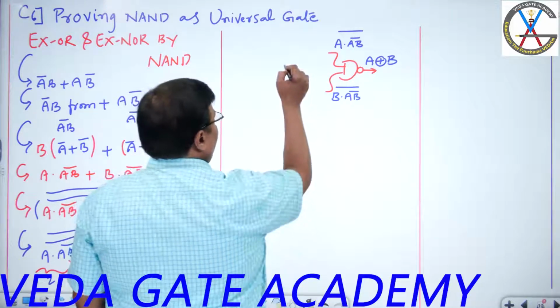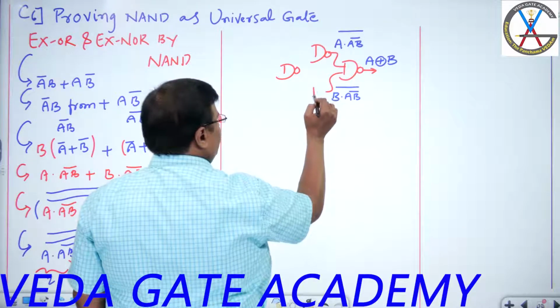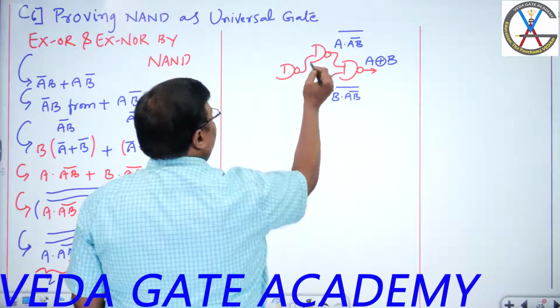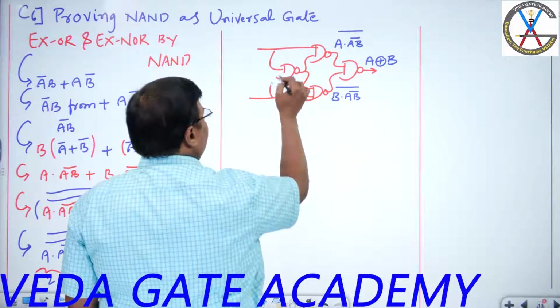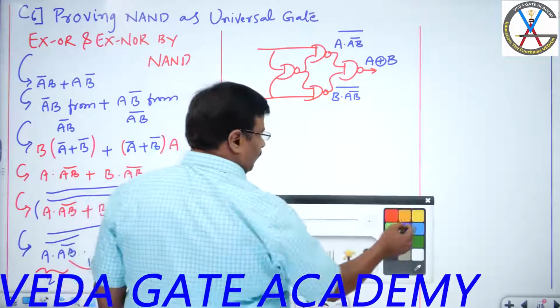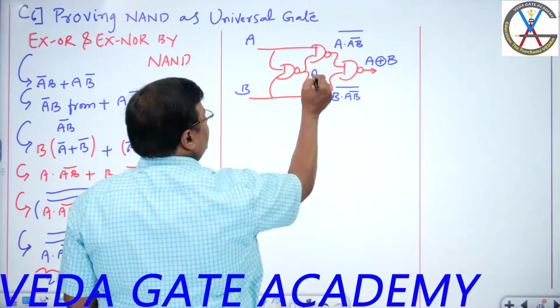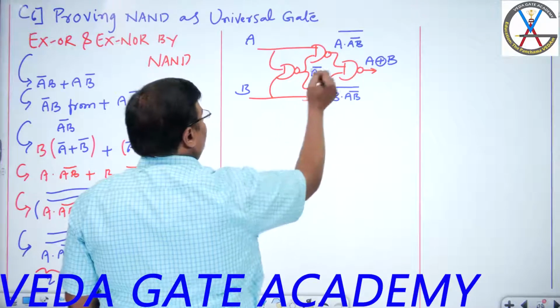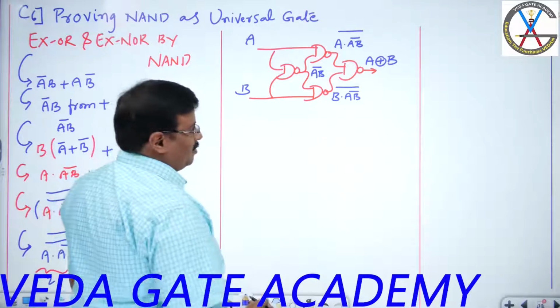AB bar is common anyhow for both. Multiplying that with A, multiplying that with B. Multiply with A, multiply with B. AB bar is however common. So, A and B, and this is AB bar. A into AB bar, B into AB bar, then in total overall we get A exclusive OR B, sorry.